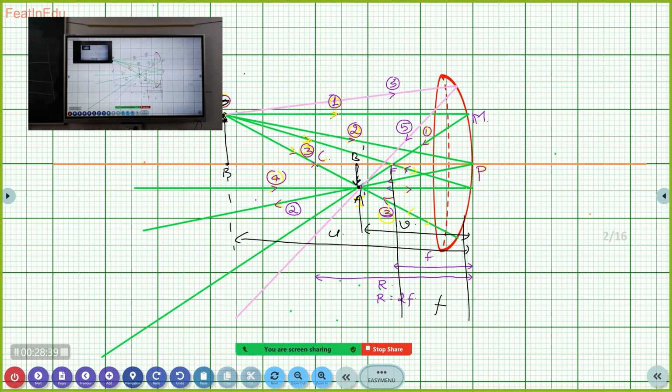Next, we were able to theoretically prove by ray diagram this is what is going to happen. Right? And then the question is, now one of your friends asked, what is the relation between u and v? We are going to derive the relation between u and v. Okay? Now you see. Are you ready for derivation? Yes.